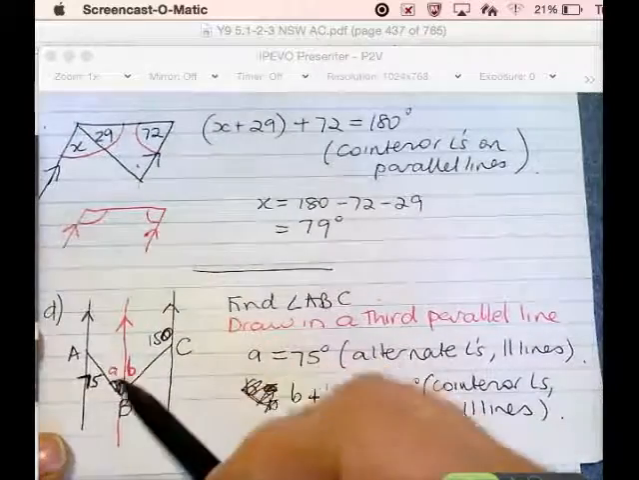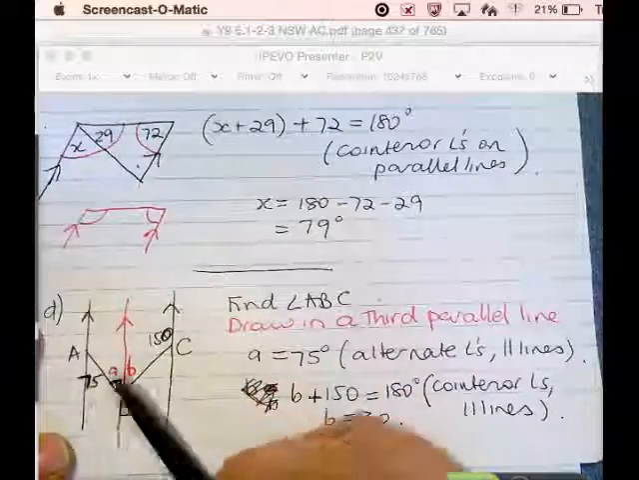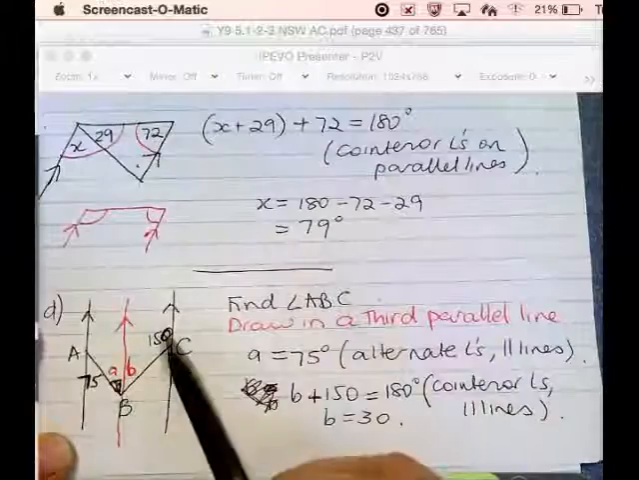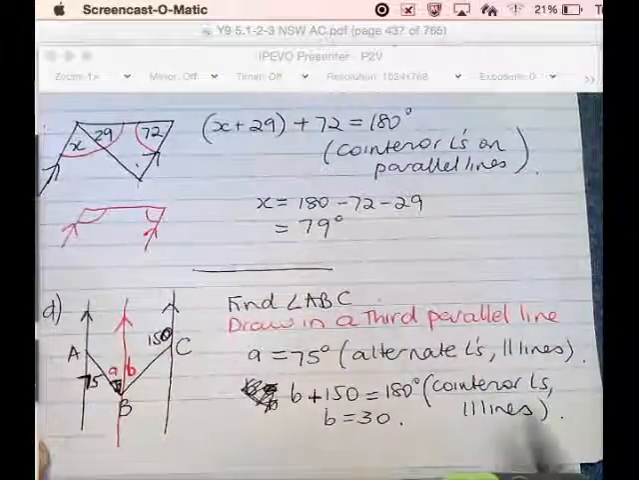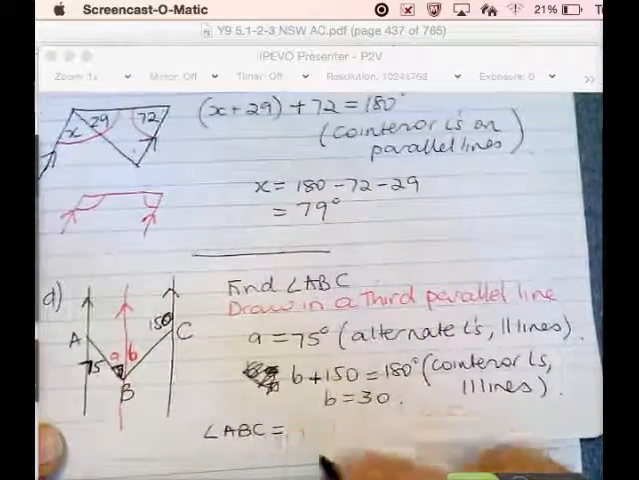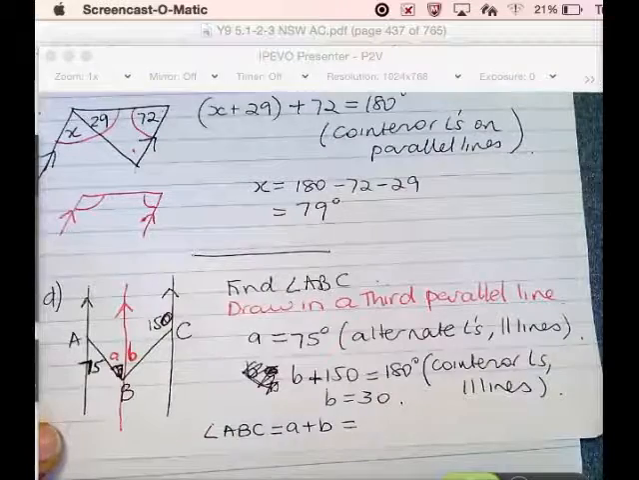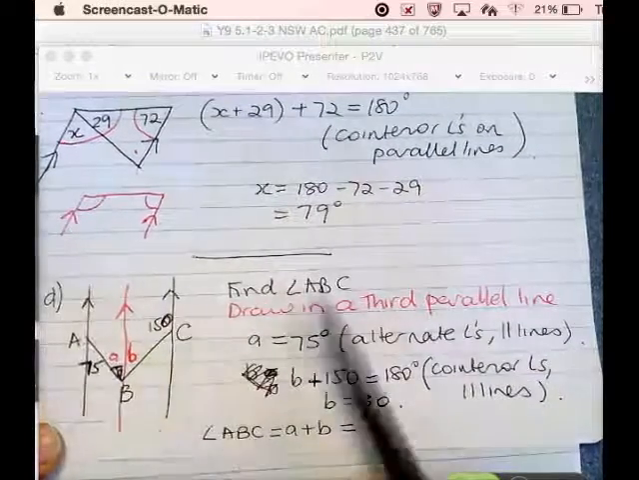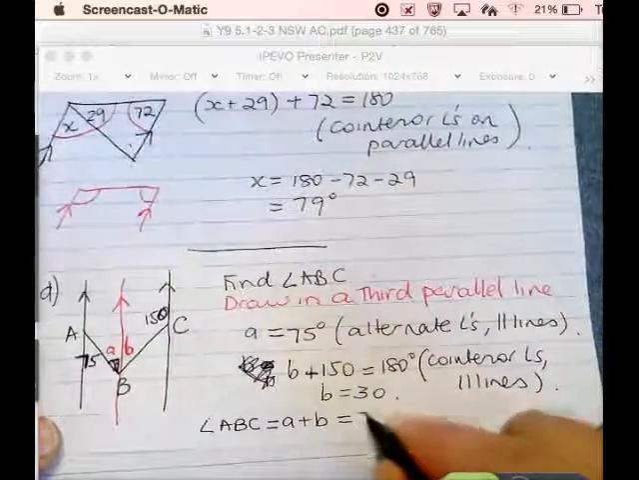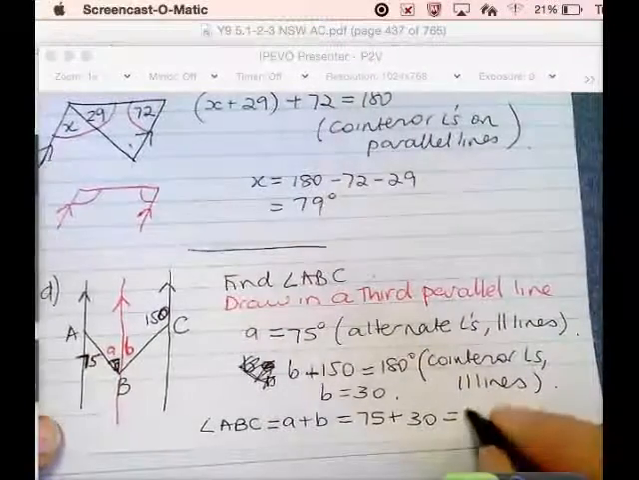Okay, so girls, I put a third parallel line in. A is alternate with the 75. Alternate angles, parallel lines. B plus 150 is 180, so b is 30. Now you can write that angle ABC equals a plus b. So I'm now saying that angle ABC, which is what you want, is the little a plus the little b, which is 75 plus 30, which is 105.